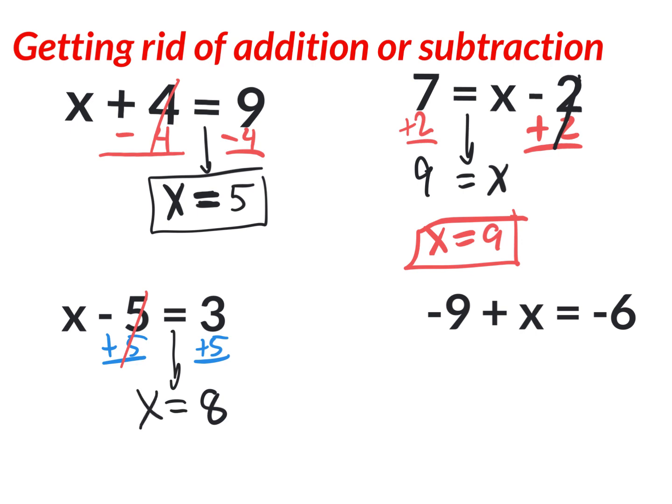And of course, we knew that because, if you think about it, x means a number. What number minus 5 equals 3? Well, 8 minus 5 equals 3. If you solved it that way, that's using mental math.